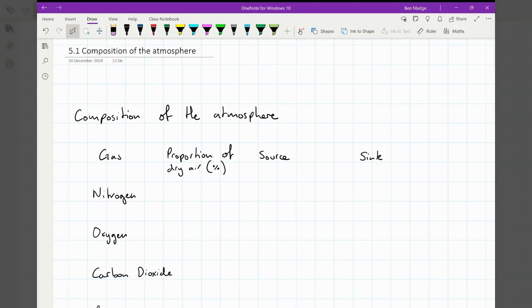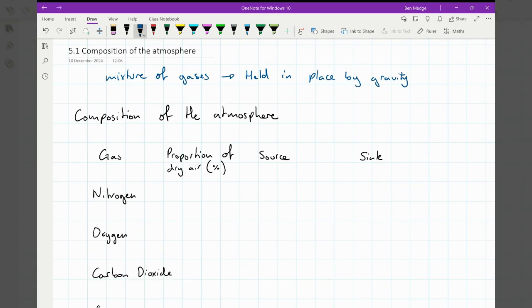Hello, and welcome to today's lesson, which is composition of the atmosphere. So the atmosphere is a mixture of gases, and they are held in place by gravity. The force of the Earth's gravity is strong enough to retain it like a layer around the Earth. So what is the atmosphere made out of?